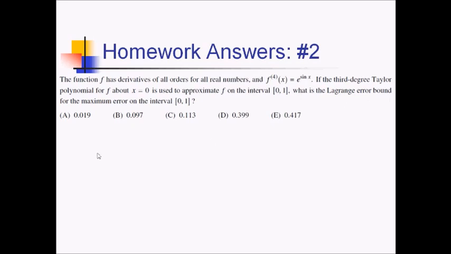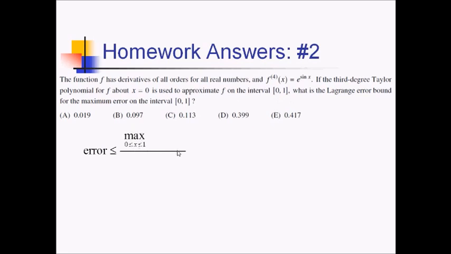So error is less than or equal to, and now the fraction here. I'm still going to be maximizing a derivative, and the interval is going to be exactly what they gave me here, 0 to 1. I can't plug in any other values. This is the interval I care about. So max from 0 to 1.